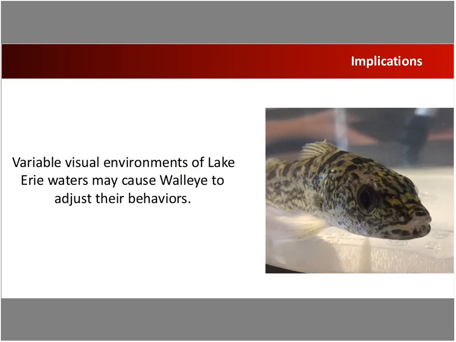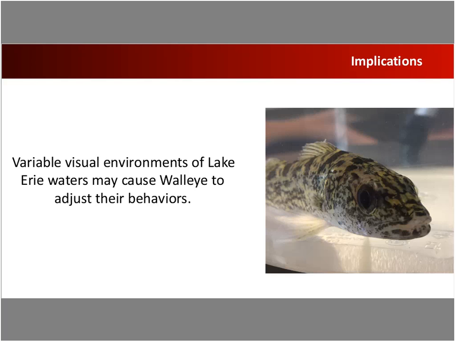Looking into the implications of this, the walleye used their visual sensory system, as I said earlier in the visual ecology, to be successful in foraging, predator avoidance, and mating. And as we all saw last week, harmful algae blooms are not going away. Unfortunately, this year we're predicting a pretty significant algae bloom.